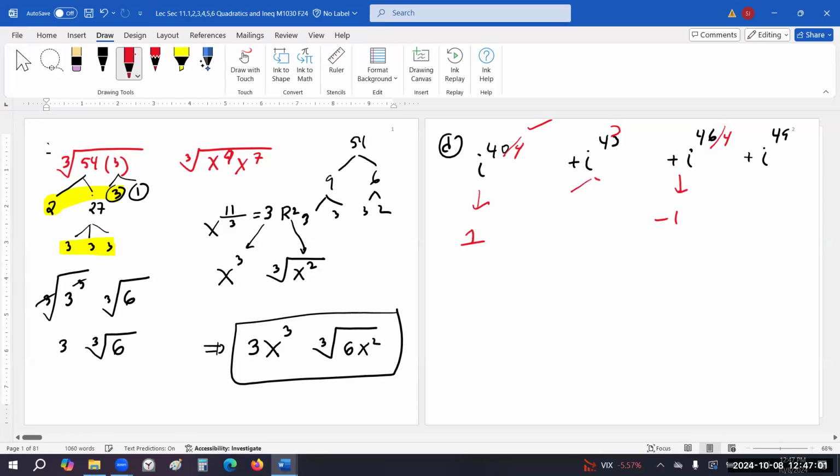Now for odd, we have 2 scenarios. We split them into 2 pieces. One is what? 42 and single I. Now, can you divide 42 by 4? No. So what's the answer here? -1 times I, which gives us -I. Now 49, I to the what? 48 and single I. Can we divide 48 by 4? Yes. So this is 1 times I. So we get simple I.